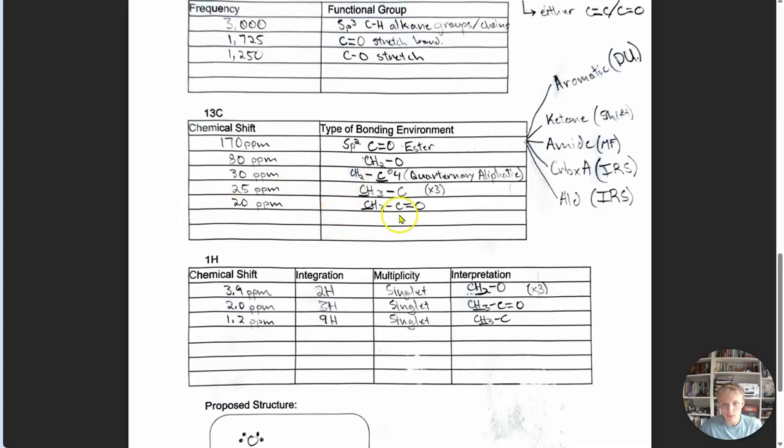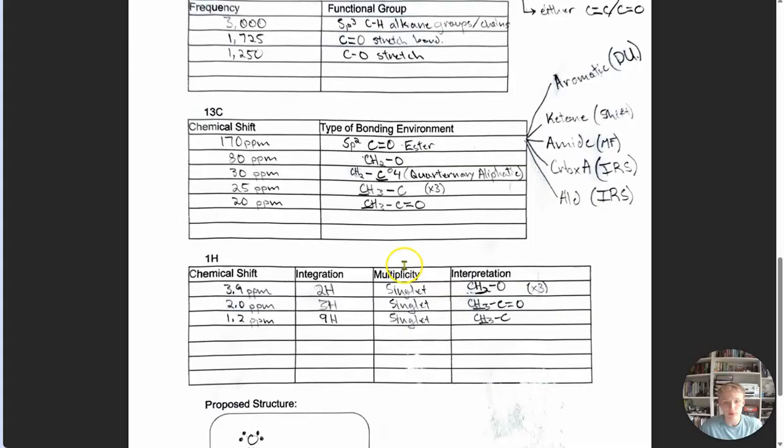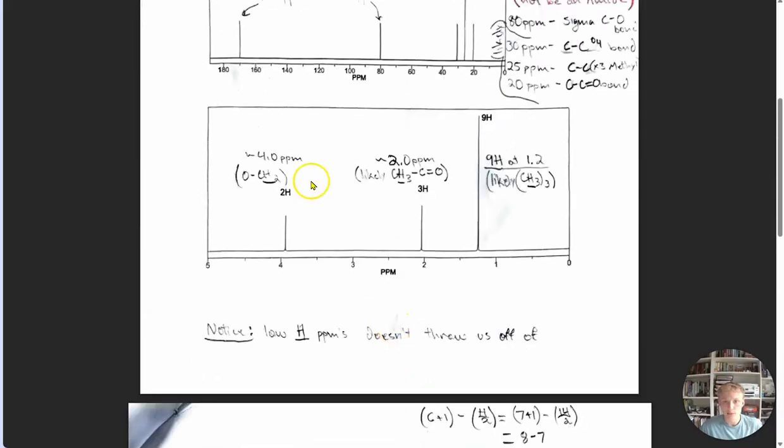And we're going to come back and talk about how we assign this bonding environment to these three values. But let's look at the HNMR spectrum. We have protons showing a signature at 4 ppm, protons showing a signature at 2 ppm, and protons showing a signature at 9 ppm. And then we also realize that these are all singlets.